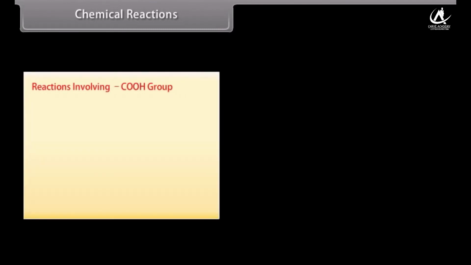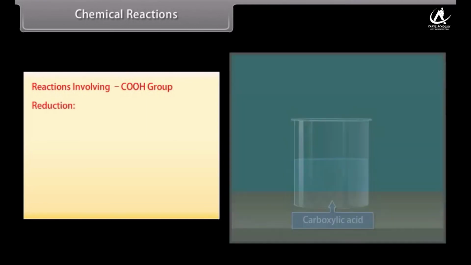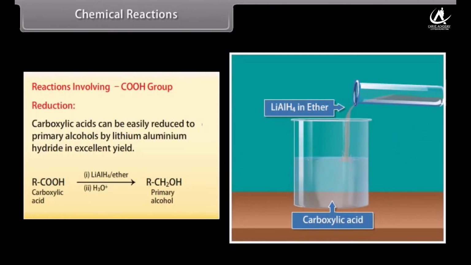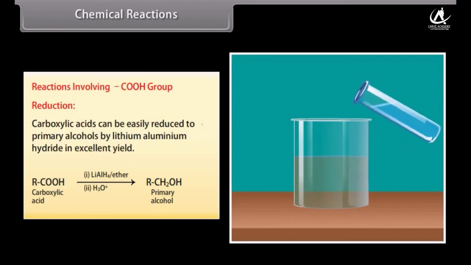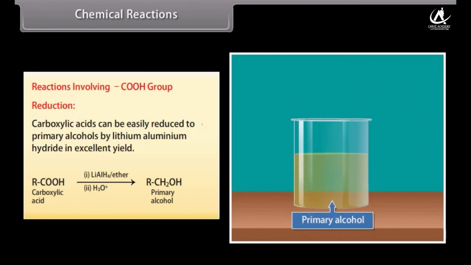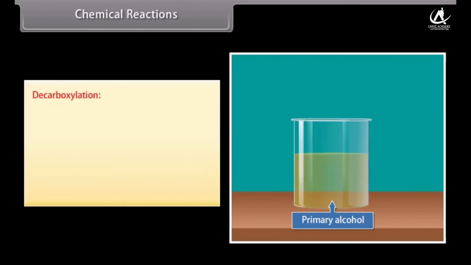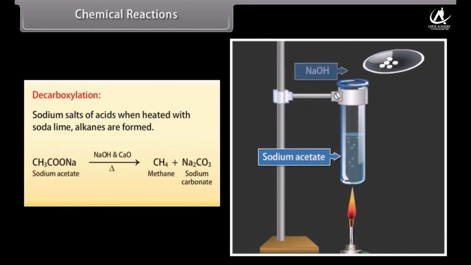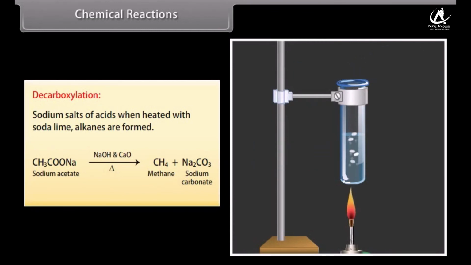Chemical reactions. Reactions involving the carboxyl group. Reduction. Carboxylic acids can be easily reduced to primary alcohols by lithium aluminium hydride in excellent yield. Decarboxylation. Sodium salts of acids, when heated with soda lime, form alkanes. When sodium acetate is heated with sodium hydroxide and calcium oxide, it forms methane and sodium carbonate.